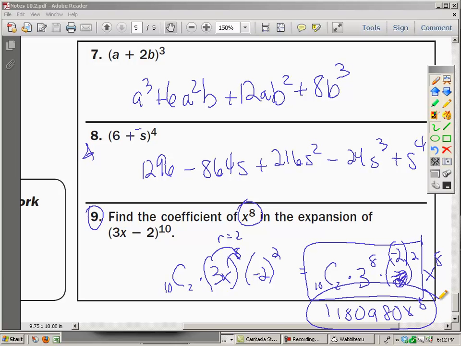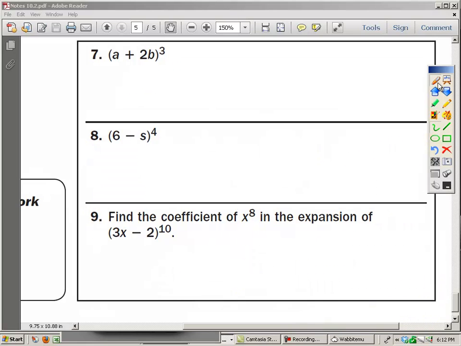Okay, and again, we'll spend some more time going over that, but that is the gist of lesson 10.2.